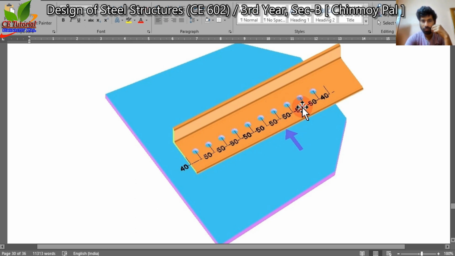So to reduce the length of the connection we need lug angle, and please keep in mind we cannot reduce the number of bolts, because to resist the 450 kN load we need minimum 10 number of bolts. So we cannot reduce the number of bolts. What we can do, we can provide lug angle and we can reduce the length of the connection.